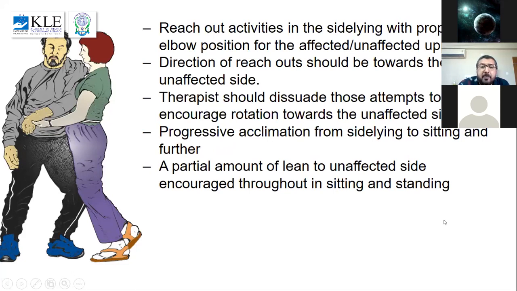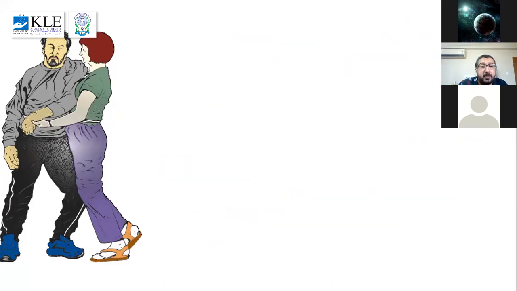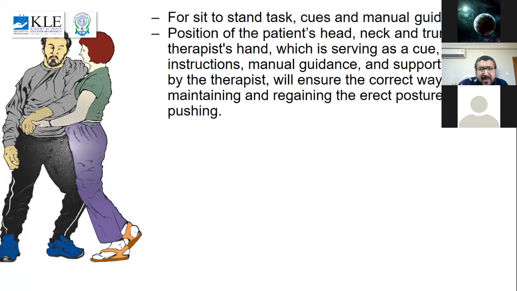So you can see here, encourage the patient in all these reach out activities and even trunk movement activities. The trunk movement again should be towards the direction of the unaffected side, leaning towards the unaffected side. And in the later part, once the control becomes better, then you can initiate movements closer to the midline and towards the affected side. So that means the overcorrection that we are doing in the beginning. And once the trunk control becomes better, then gradually move towards the midline and even beyond. So you can see here, manual guidance is very important. This is the gist of what I would like to tell.